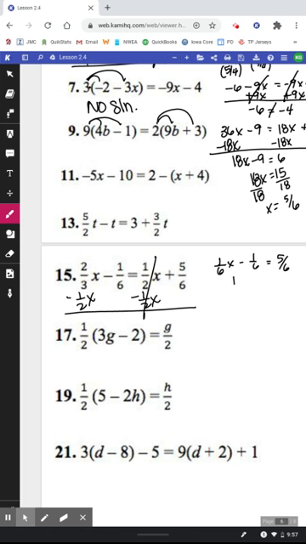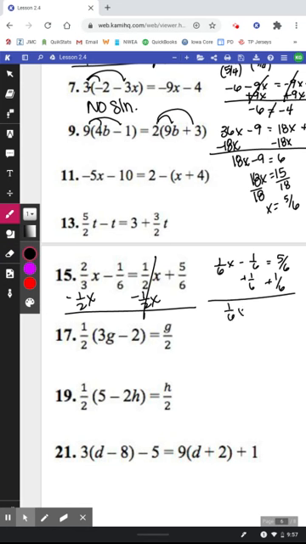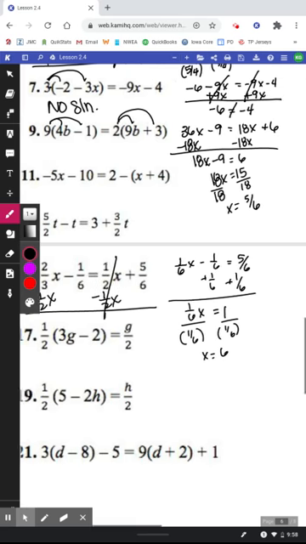So now I'm going to add 1/6 to both sides. So I get 1/6 x equals 1. Divide by 1/6 in parentheses. And so x equals 6.